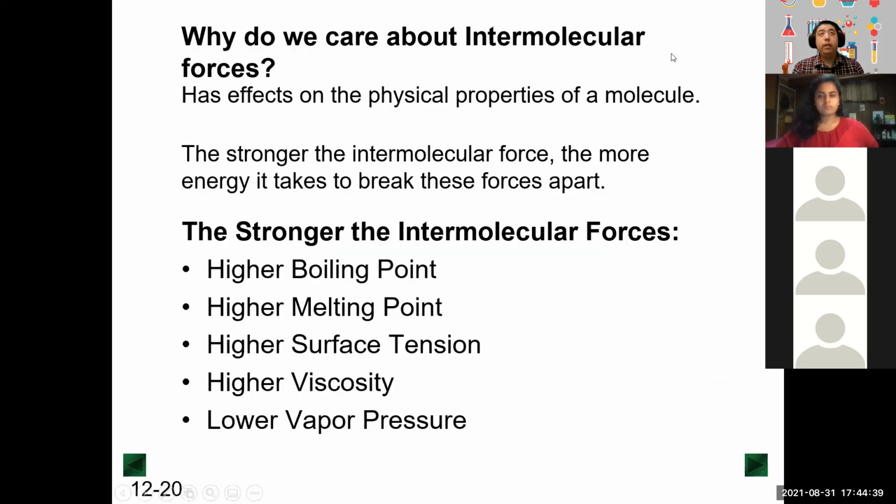Okay, so why do we care about intermolecular forces? The reason why we care about it is because it actually affects a lot of the physical properties that we know. So the stronger your intermolecular force, you can say it's an increase in the boiling point, melting point, surface tension, viscosity. The only thing it lowers is vapor pressure. So if you're trying to copy this down really quickly, put a big arrow here. Everything is increased, and then this one is decreased. And we'll talk more about the vapor pressure in a bit.